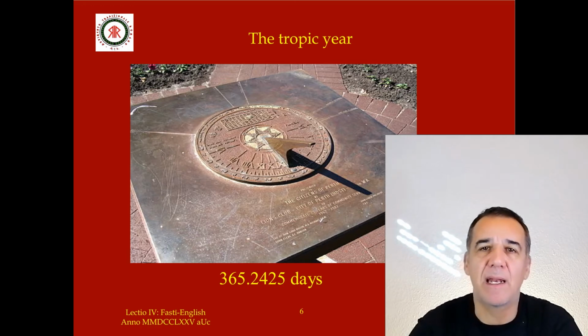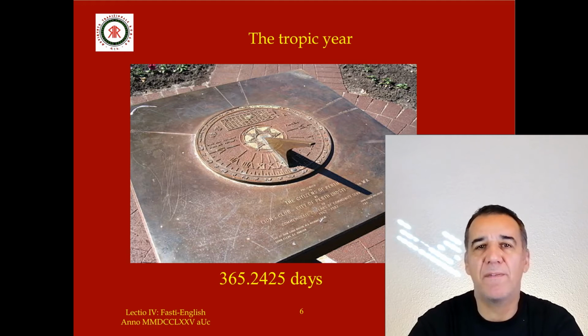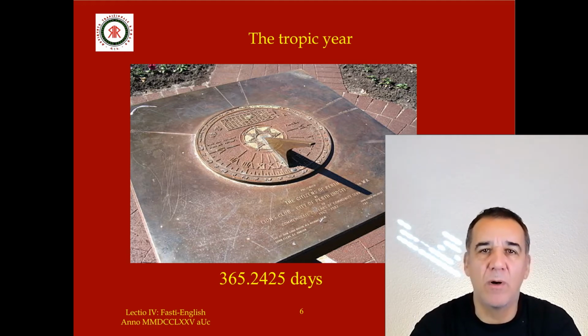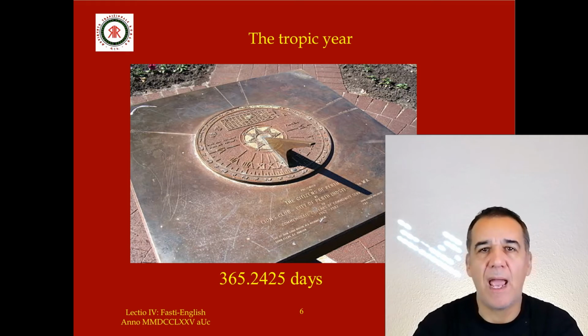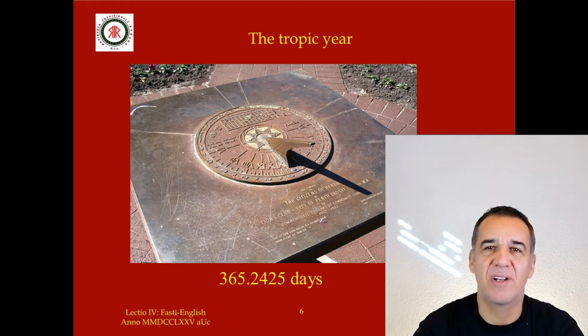Then if we can really live a long time and we keep on measuring, we find that it is not really 365 and a quarter. It is 365.2425. Actually, we could go on with this definition of decimals and so on, but for the moment, this is more than enough.